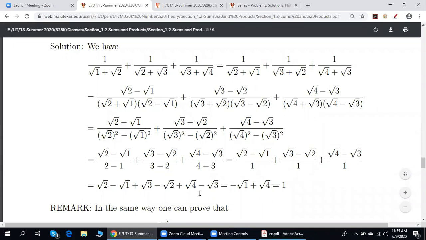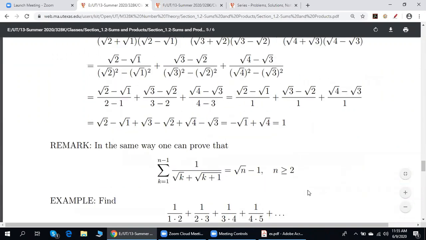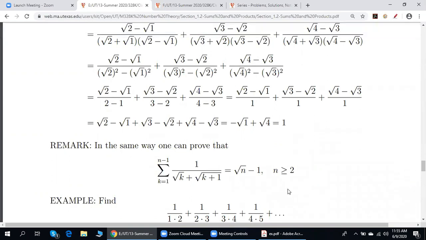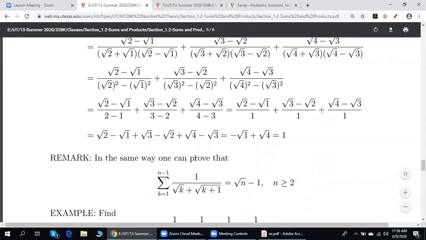Lastly, observe that square root of 3 and square root of 2 get cancelled. The result is square root of 4 minus square root of 1, which is 1. So this is equal to 1. One can see that we can easily generalize this approach. The sum of these fractions when k is running from 1 to n minus 1 is square root of n minus 1.